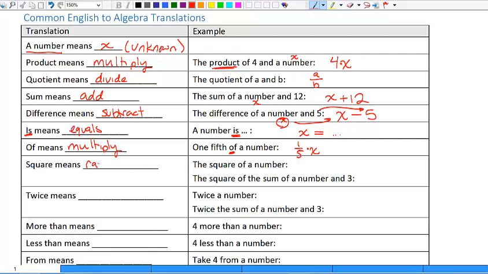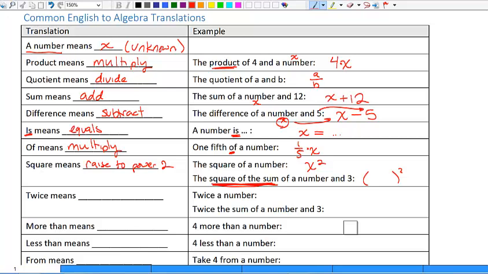Square means raise to the power of 2, or often we call that square. So if it says the square of a number, that's going to be x squared. Here's another example. If it says the square of the sum of a number and 3, okay, what are we squaring here? We are squaring the sum. So if you're trying to square a sum, we have the sum squared, right? But then you have to keep reading, and what does the sum actually mean? So I'm going to come in and erase the word sum.